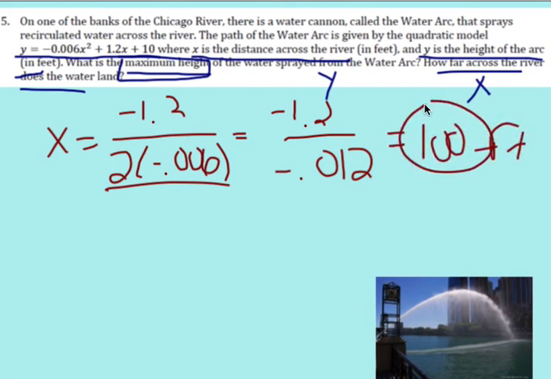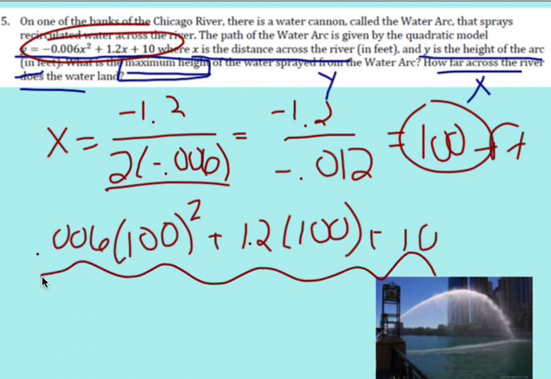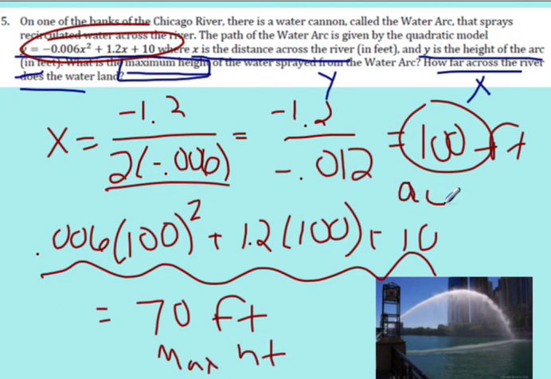So I'm going to take that 100 feet and plug it in for every single x up there. So 0.006, and now instead of writing x, I'm going to put 100 and then square it, plus 1.2 times 100, plus 10. So now I can type this in my calculator, 0.006 times 100 squared, plus 1.2 times 100, plus 10, and I end up getting 70 feet. So this is my max height, and this is the feet across.